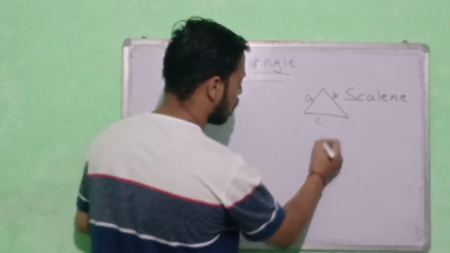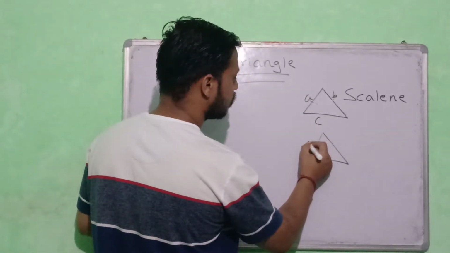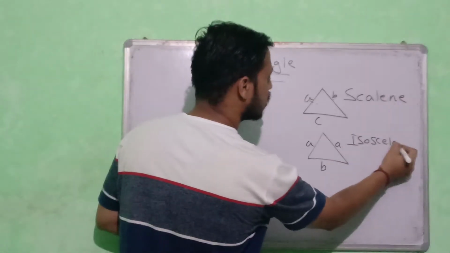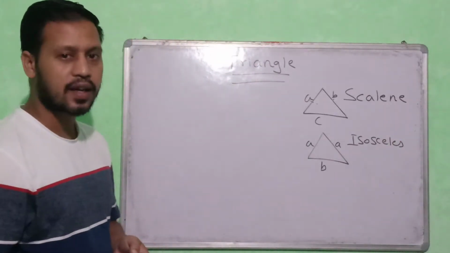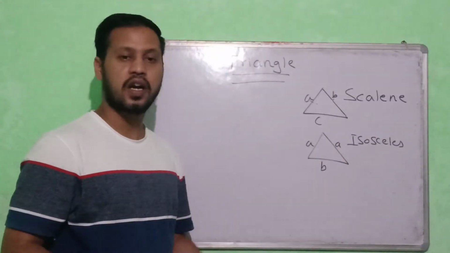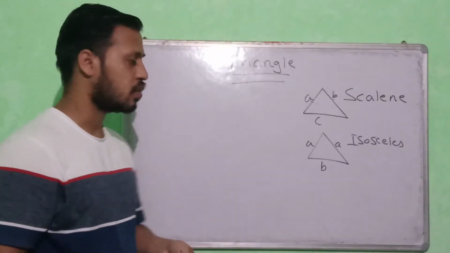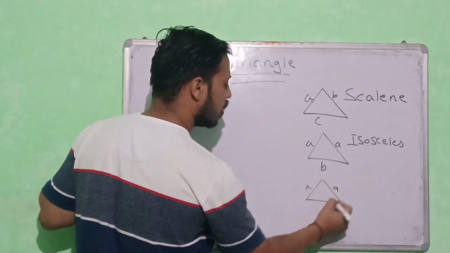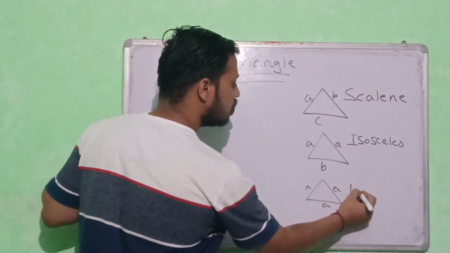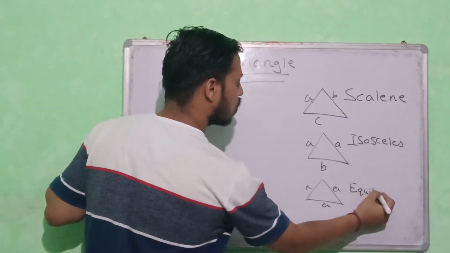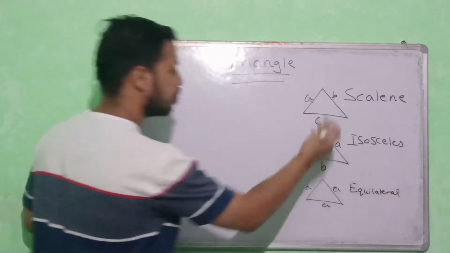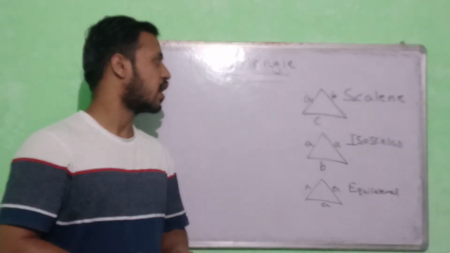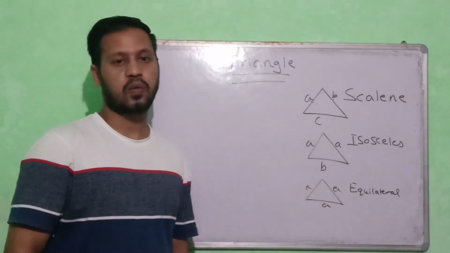Next, this is called isosceles triangle. Triangle whose two sides are equal and one side is unequal is called isosceles triangle. And third is triangle whose three sides are equal, called equilateral triangle. These are the three parts or three properties of the triangle. You can say the triangle, scalene triangle, isosceles triangle and equilateral triangle.